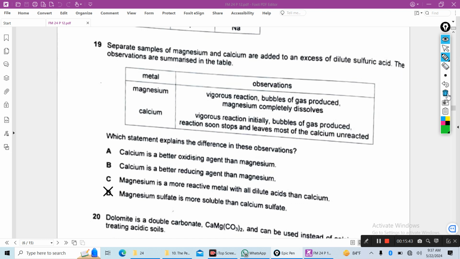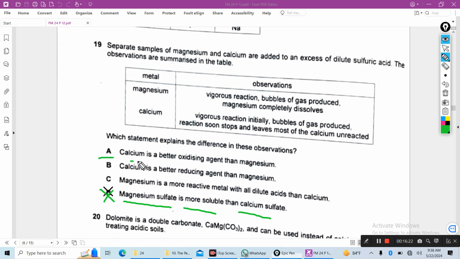unreacted, because when magnesium reacts with sulfuric acid, magnesium sulfate is produced. Magnesium sulfate is more soluble than calcium sulfate, but when calcium reacts, calcium sulfate is produced. Calcium sulfate is an insoluble solid, so after a small time the reaction is stopped. So answer will be D. Magnesium sulfate is more soluble than calcium sulfate. You know, solubility of group 2 sulfates decreases down the group.